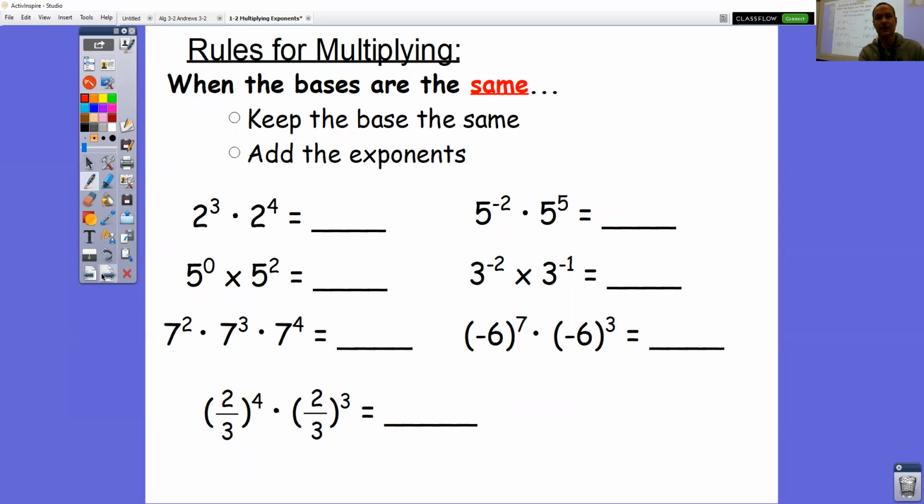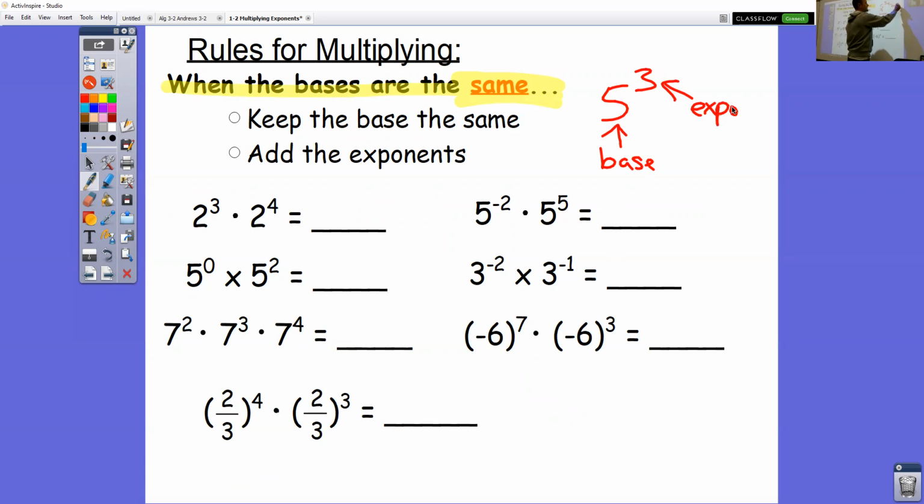So for the rule for multiplying, there are 2 different rules that we have to know. We have to know the rule when the bases are the same. When the bases are the same, remember the base is the big number. Think back to the first lesson. If we have 5 to the third power, the 5, the big number, is the base. Remember that the 3, the little number, is the exponent. So we're talking about when the bases are the same.